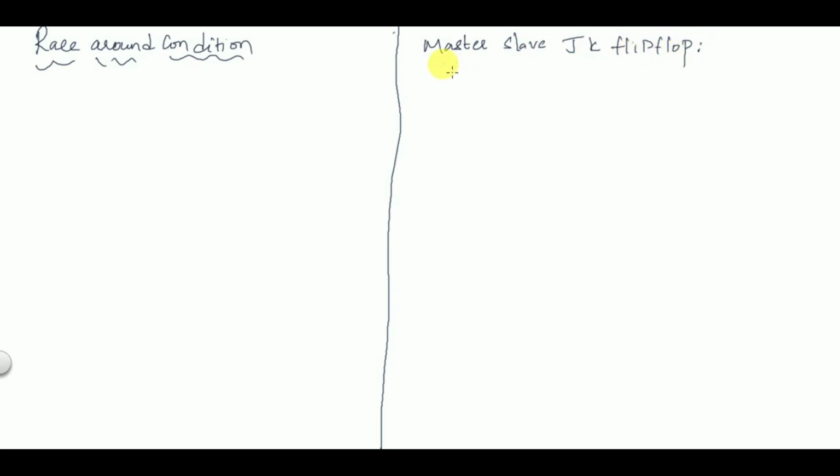In this video we are going to learn about two concepts. The first is the race around condition, and the second is the master slave JK flip-flop, or master slave flip-flop also. Both are the same. So these two concepts we are going to learn from this video.